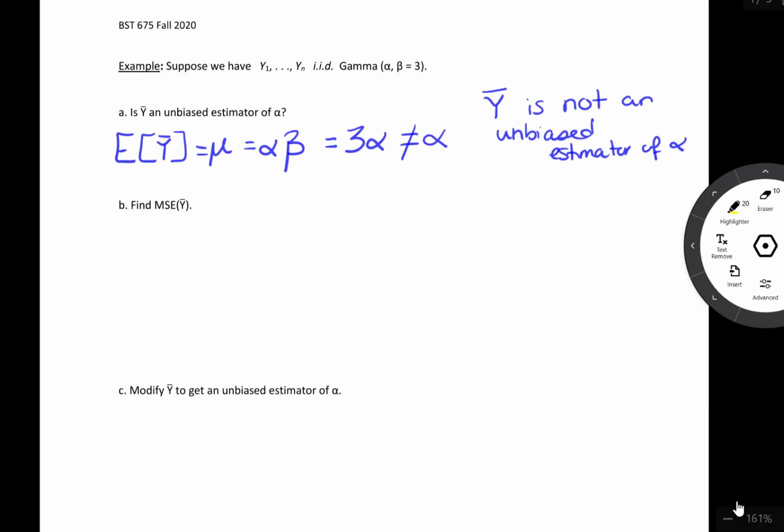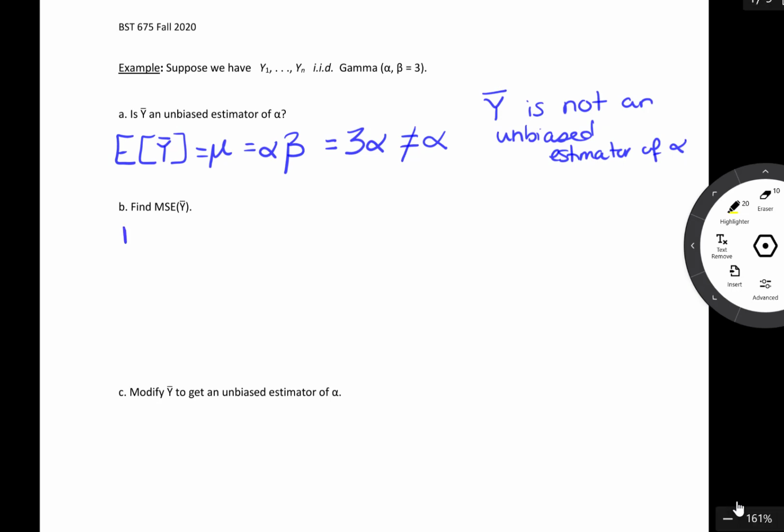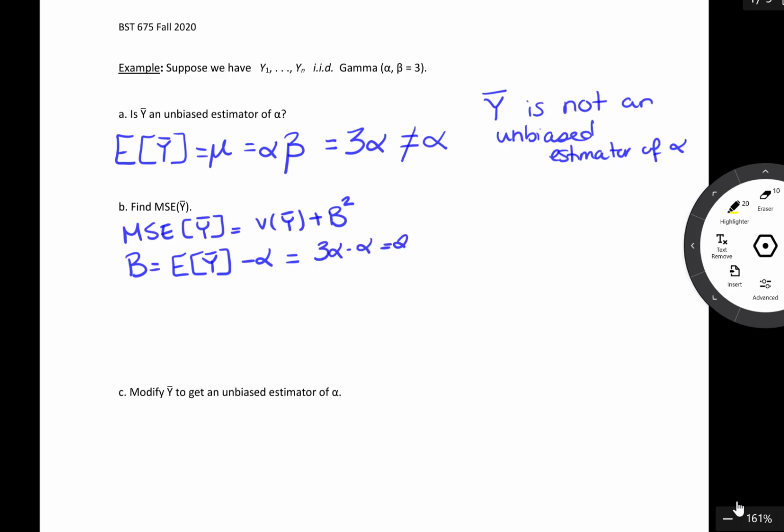So let's find the MSE of y bar. So the MSE of y bar is going to be equal to the variance of y bar plus the bias squared. So we're using that fact from the previous page. So we know that the bias is equal to the expected value of y bar minus alpha, which in this case is going to be 3 alpha minus alpha, which is equal to 2 alpha.